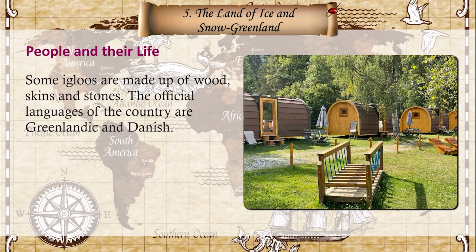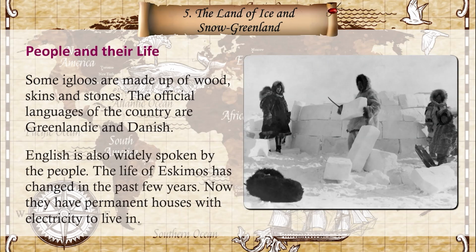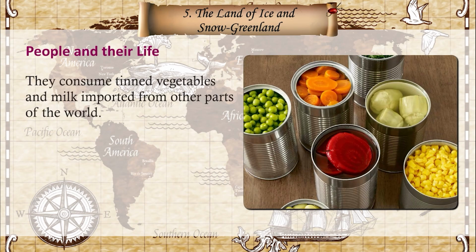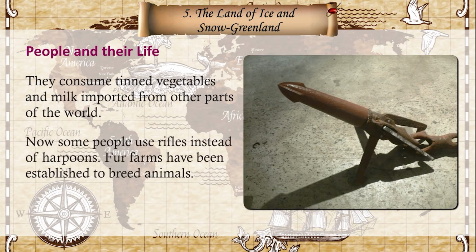The official languages of the country are Greenlandic and Danish. English is also widely spoken by the people. The life of Eskimos has changed in the past few years. Now they have permanent houses with electricity to live in. They consume tinned vegetables and milk imported from other parts of the world. Now some people use rifles instead of harpoons. Fur farms have been established to breed animals.